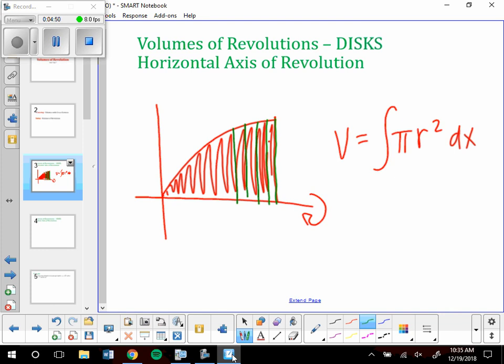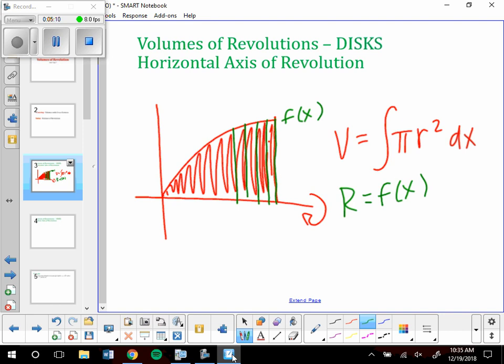Thanks, Jay. How would we describe what the radius is if this is the function f of x? It's just your function height. Your radius is just your function height, top minus bottom. And that's the radius of your circle.